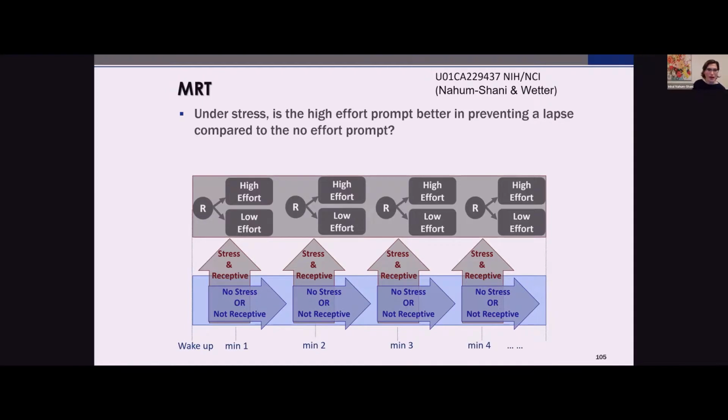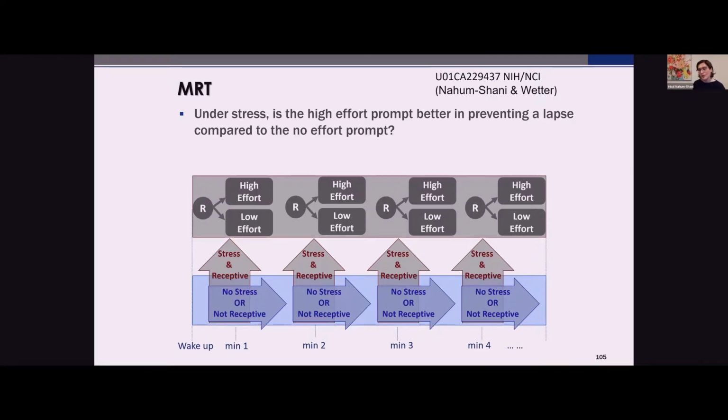Should we deliver high effort prompt or low effort prompt? If we don't know how to intervene, we can randomize. So instead of delivering a particular intervention when people are stressed and receptive, we can randomize to different types of prompts. And this is why in MRTs, participants can get randomized hundreds and thousands of times in the course of the trial, multiple times a day, right?